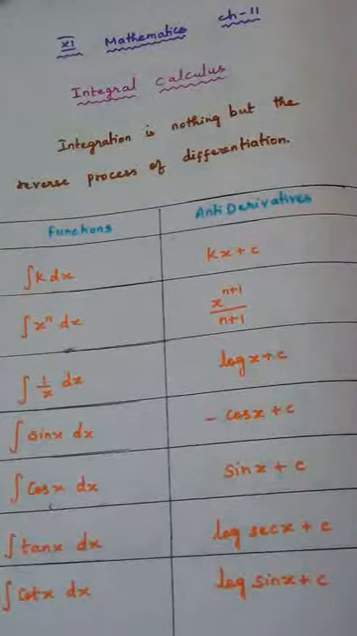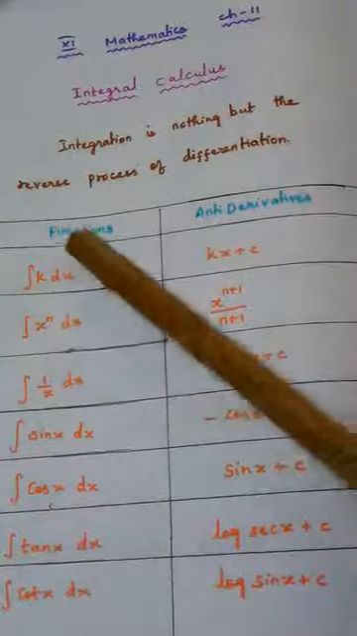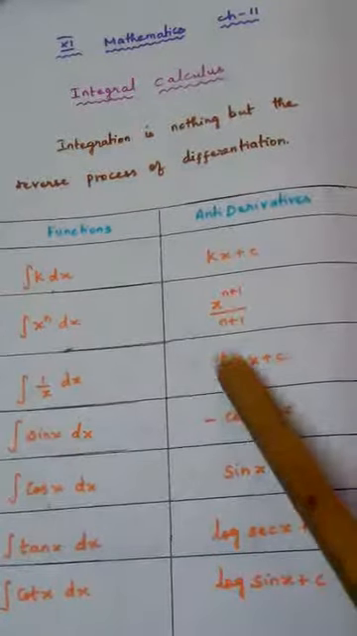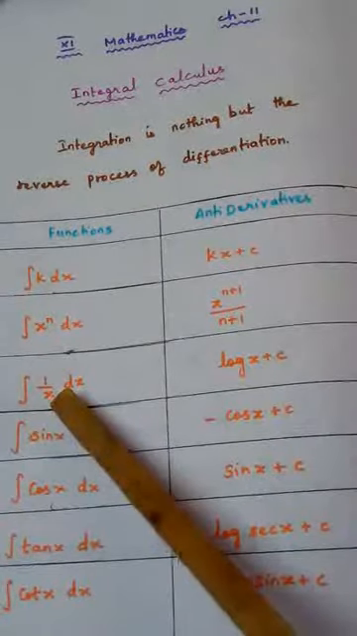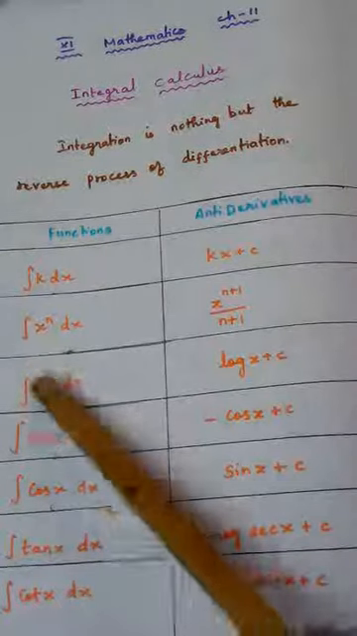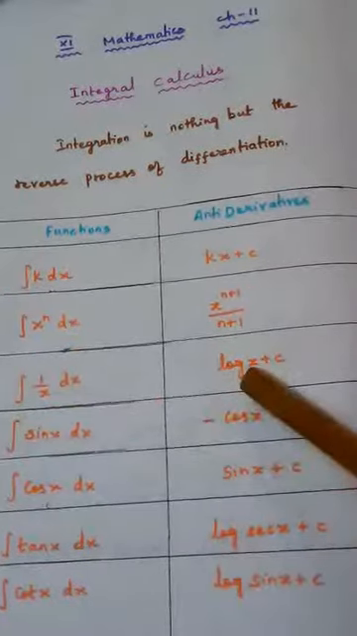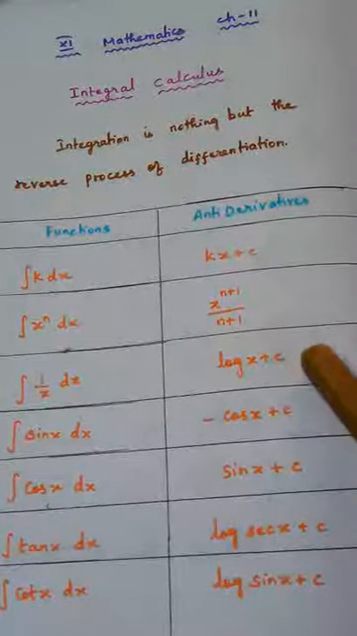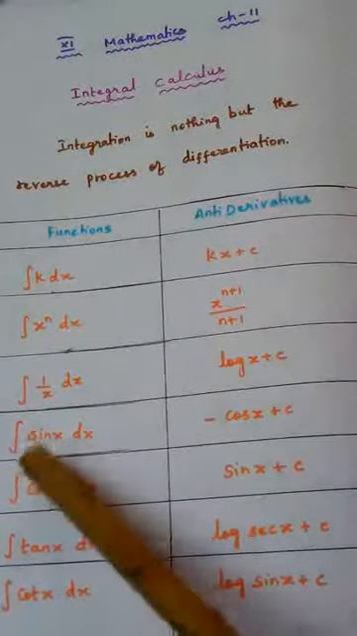Okay, now we will go for the formulas. Functions and antiderivatives. As I said, if I differentiate log x, the answer is 1 by x. So in reverse, if I integrate 1 by x, the answer should be log x, and a plus c is given extra. I will explain why afterwards.